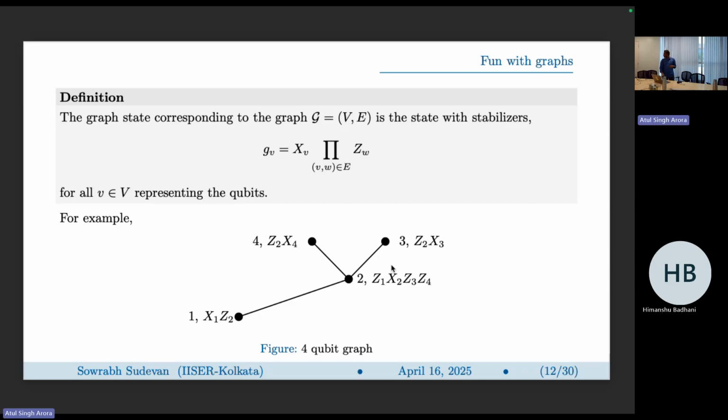So in that 2-node case where they're not connected, the stabilizer group is identity. No. The stabilizer group there is x1, x2. Because see, the state is plus plus.